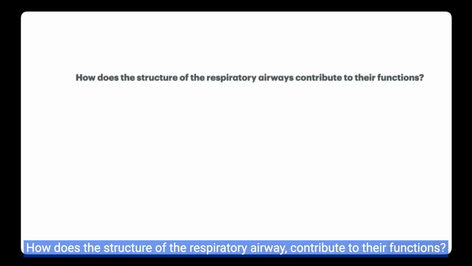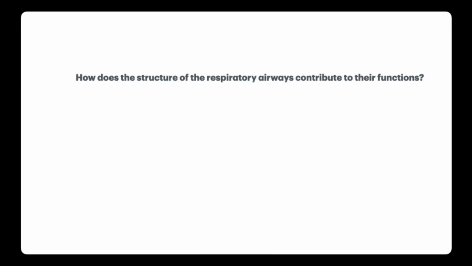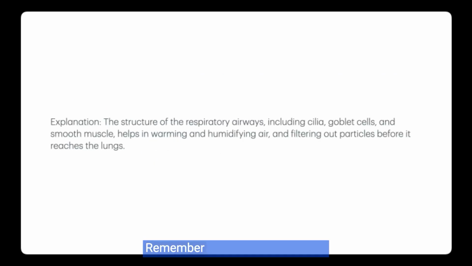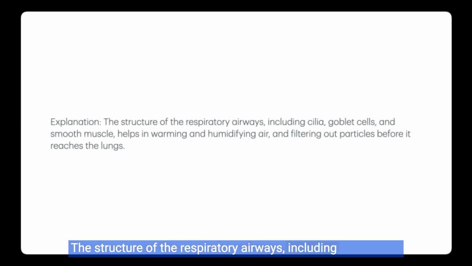How does the structure of the respiratory airways contribute to their functions? That's a good question. Right on. Remember, form follows function. The structure of the respiratory airways, including cilia, goblet cells, and smooth muscle, helps in warming and humidifying air and filtering out particles before it reaches the lungs.